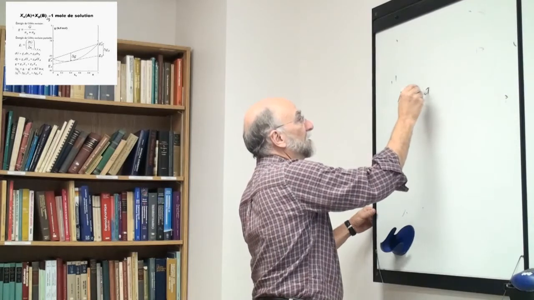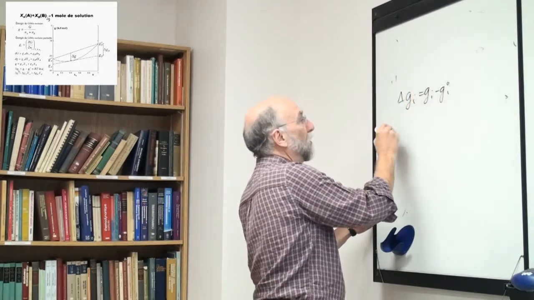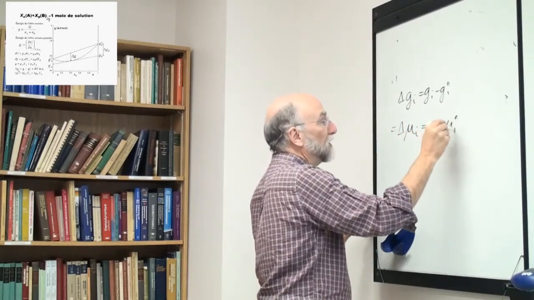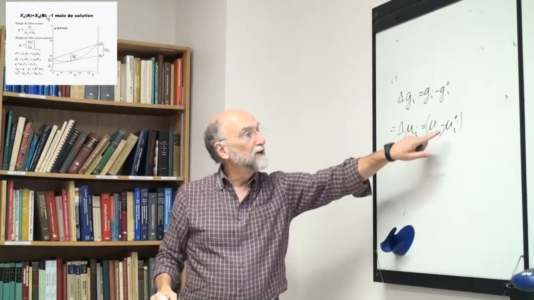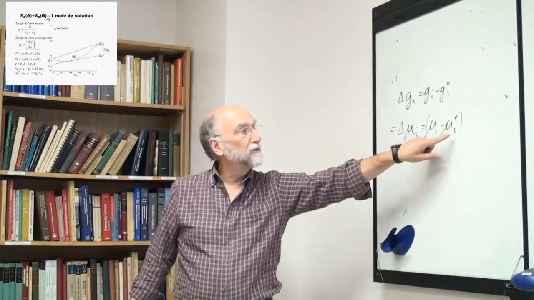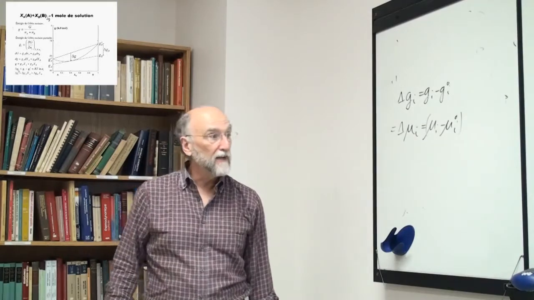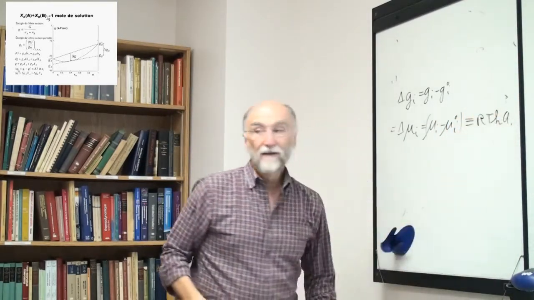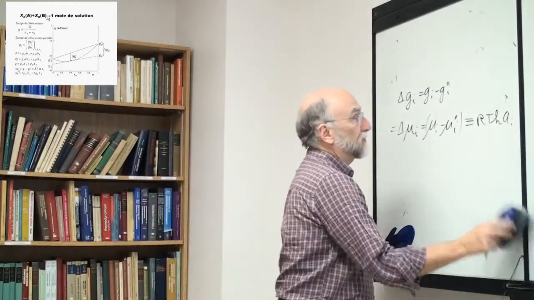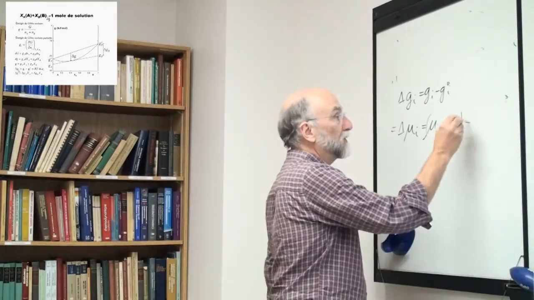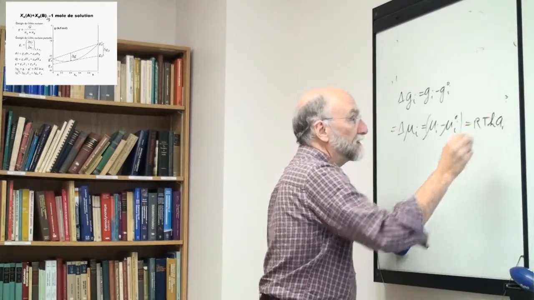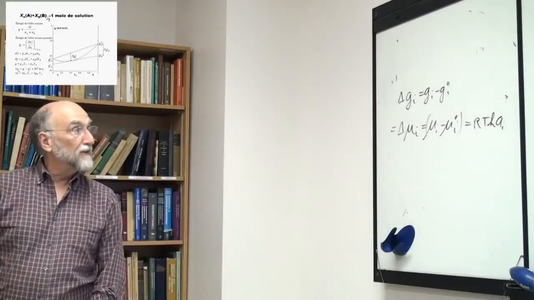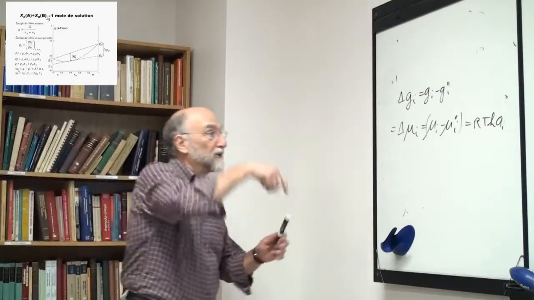So I could say ΔGi is Gi minus G naught i, or it's the same thing, equal to Δμi, which is μi minus μ naught i. It's the chemical potential of component I in the solution minus the chemical potential of pure component I. And we define that as RT log activity of I. Let's write it this way: equals RT log activity of I. And somewhere, that is actually a definition of the activity. You should really turn it around if you want to do it right.